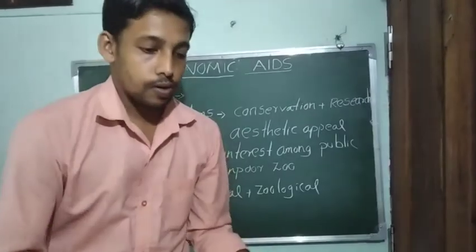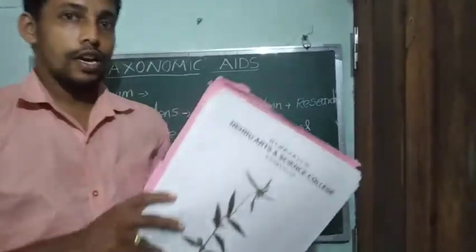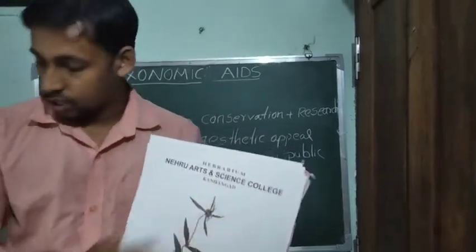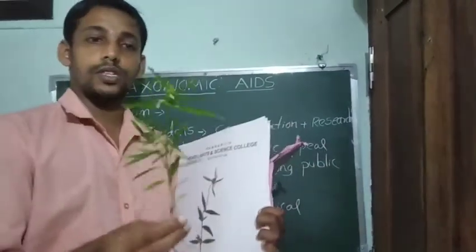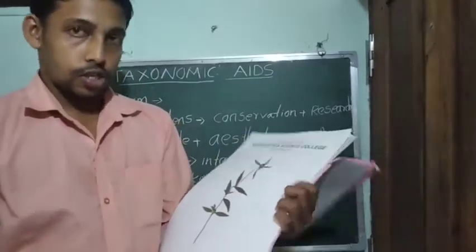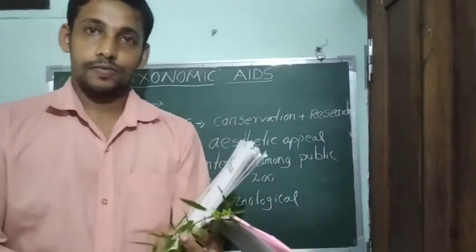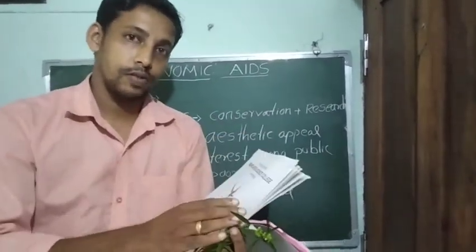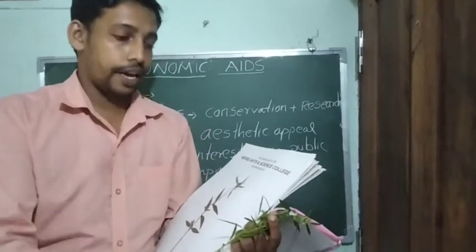Then how to make this herbarium? First we have to collect a plant specimen like this. This is the first step. Then we have to press it and we have to dry it. It's a continuous process, and it may take some days.